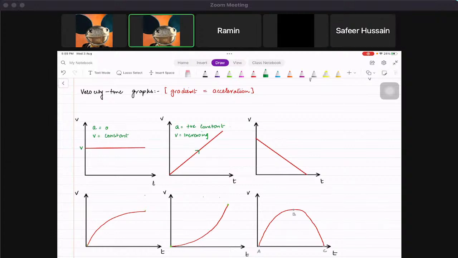I'm good too. Okay. And then in the next one, the line is going down, which means the acceleration is negative and it is constant, but the velocity is decreasing. The reason is that the line is going down, so every second the velocity value is reducing, as you can see from the graph as well. Okay.